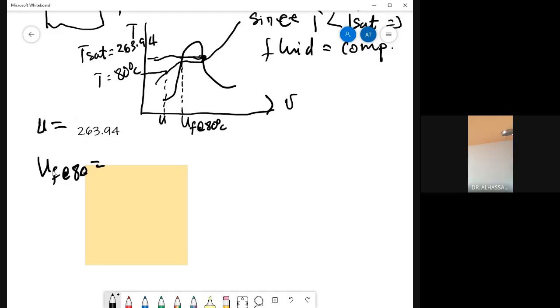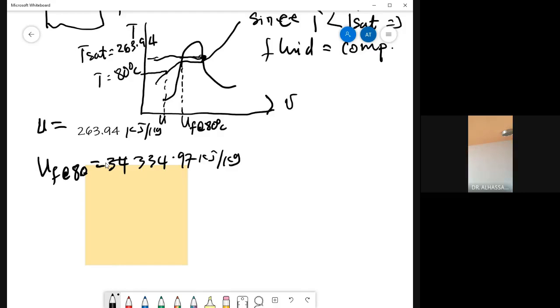Okay, that equals 334.97. Yes. So this is what we are interested in. Now the units are in kilojoules per kilogram, and this is also kilojoules per kilogram. Now let us find the difference.